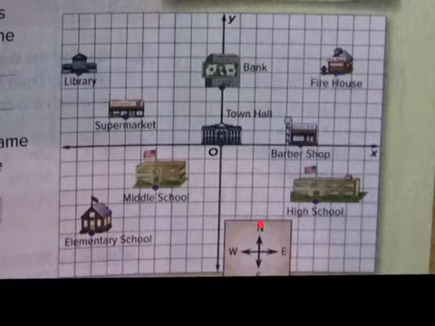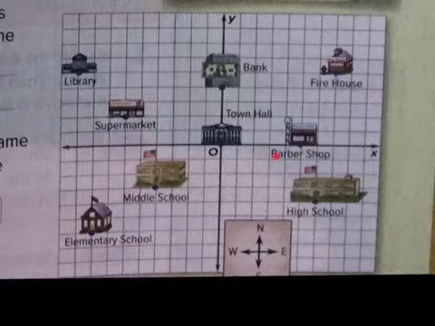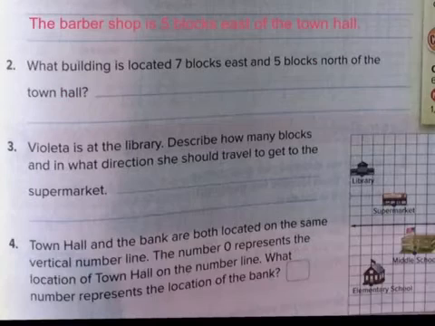But what's to the right? Well, let's look at the direction of north, west, south, and east. So we can say it's 5 blocks in the direction of east, so 5 blocks east. The barber shop is 5 blocks east of the town hall. Please copy that down.